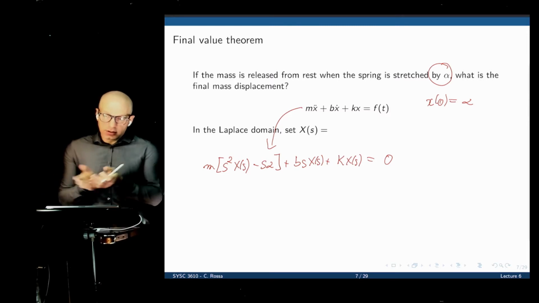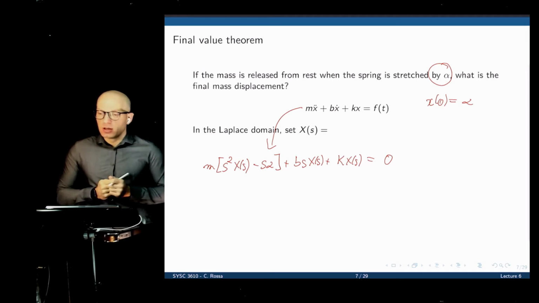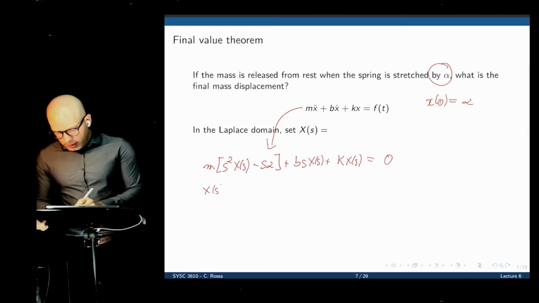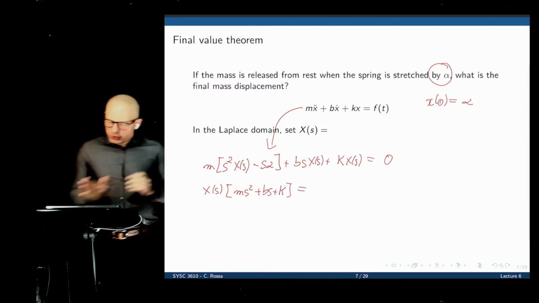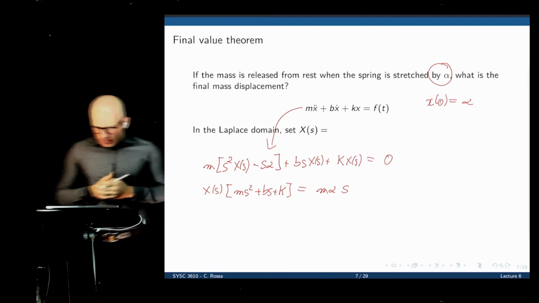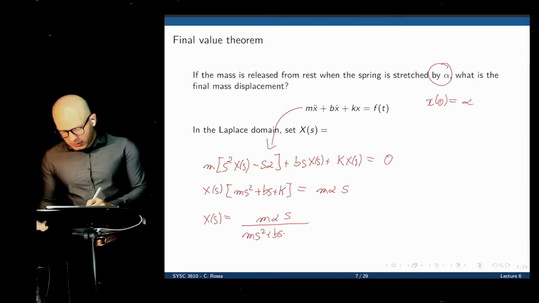This has an initial condition, so we cannot find a transfer function. So we just set the force to 0. If we rearrange all this, let's group all terms with x of s. That becomes m s squared plus b s plus k, and this is equal to all terms that don't have x of s. That would be m alpha times s. So x of s is m alpha times s divided by m s squared plus b s plus k.